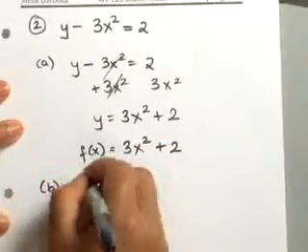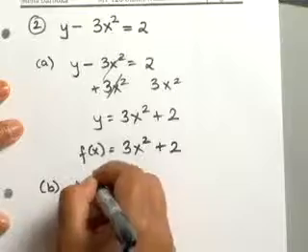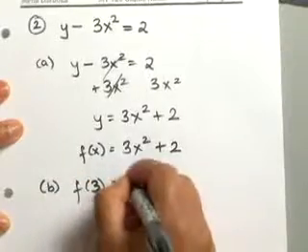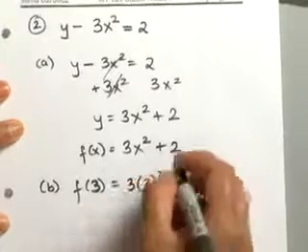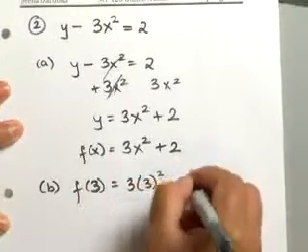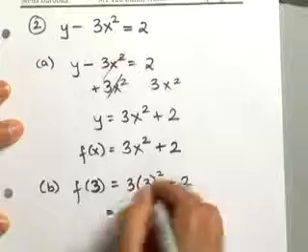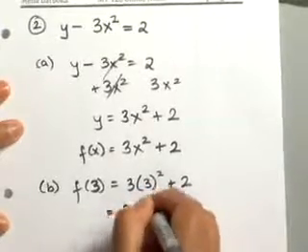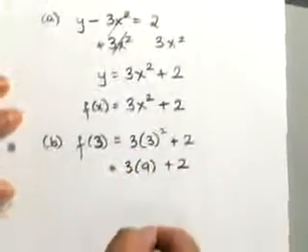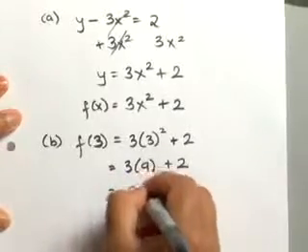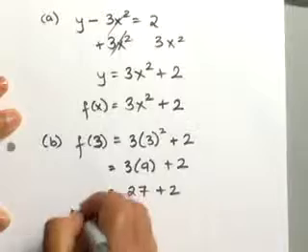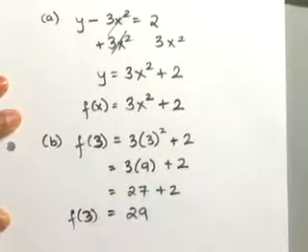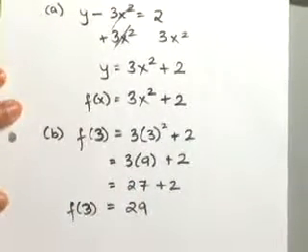And then the second part was finding f of 3. Replace your x with 3, so you end up with 3 times 3 squared plus 2, which will give you 3 times 9 plus 2, which is 27. Add 2 to it, which will give you 29. So f of 3 equals 29, and there you have it.